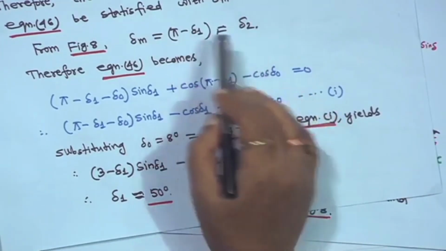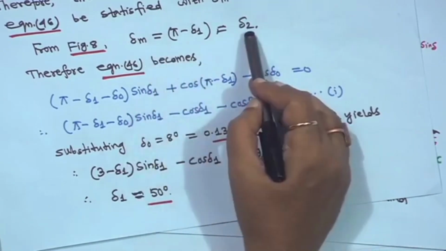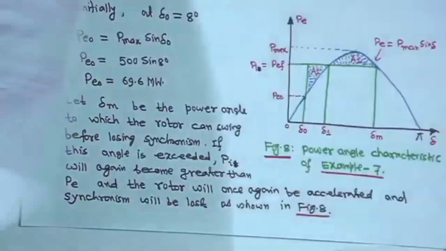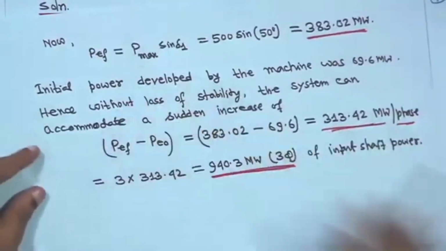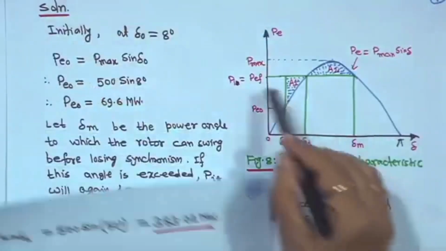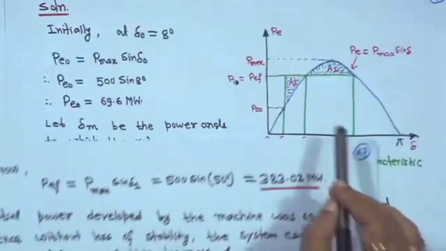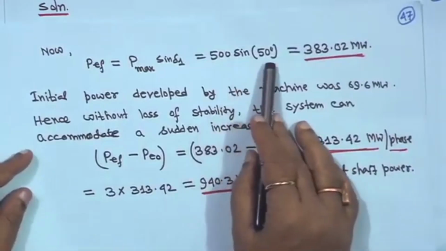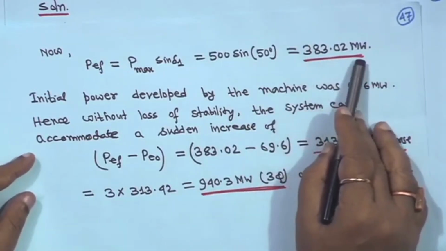So, again, to repeat, delta m is nothing but delta 2 in the previous figure of the equal area criterion. With that, P f, the diagram here, P f is equal to P max sin delta 1, since delta is equal to delta 1. So, 500 sin 50 gives 383.02 megawatt.